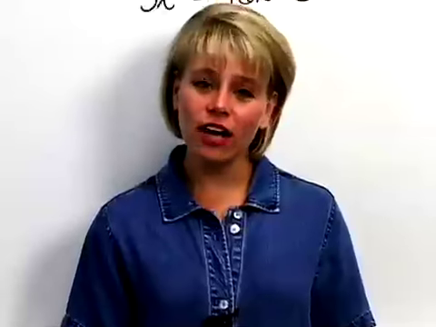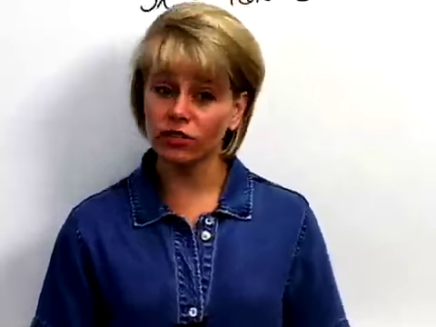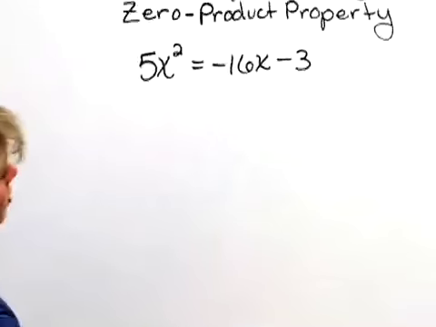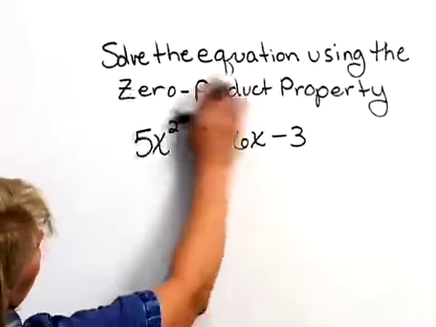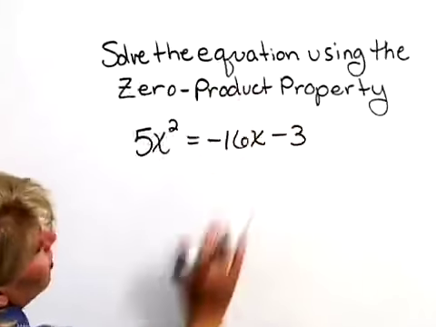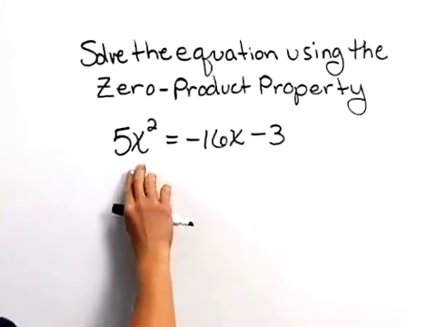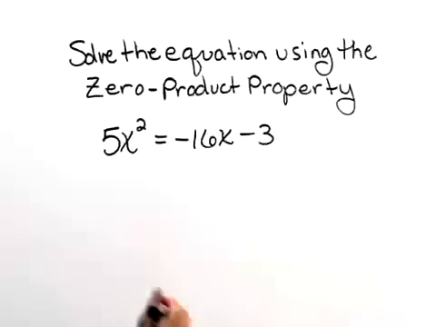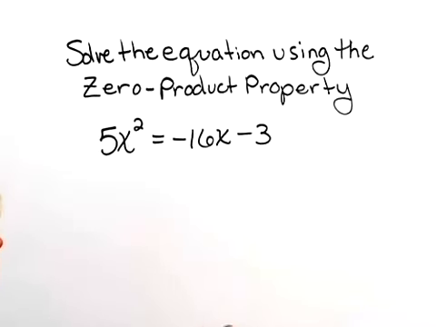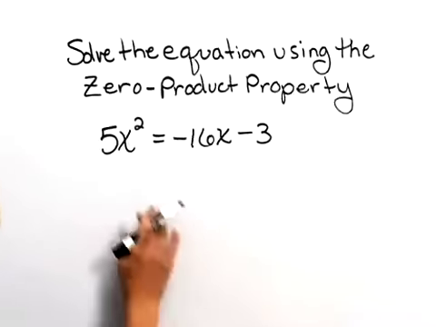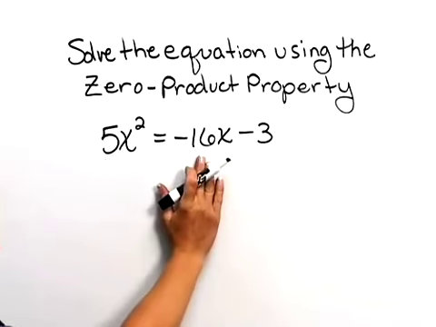Now let's take a look at how you can use factoring to solve some equations. For this particular one, we're going to solve the equation using the zero product property, which takes into consideration that if you multiply two things together and get 0, you will have to have one or the other equal 0, which means we first need this to equal 0.